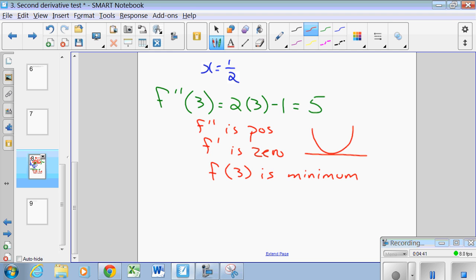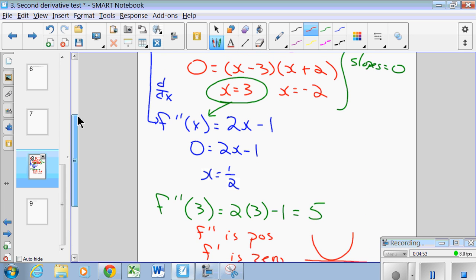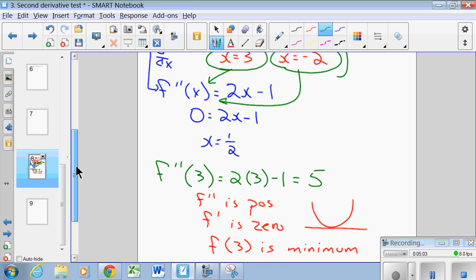Okay, and that's the neat part about the second derivative test. Right? You combine two thoughts together to help you figure out the puzzle, help you figure out the problem. And let's do the same thing with our other 0 slope. Take your negative 2 and put it into the expression as well.